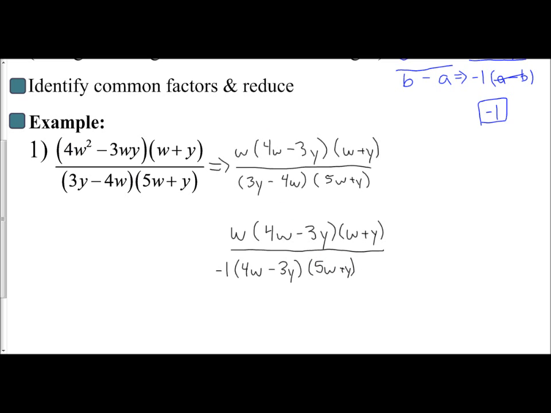And now I look, can I cancel anything out? Well, I can cancel out this factor now. They have the same one on the top and bottom, the 4w minus 3y. Remember, we never show a negative on the bottom, so we're going to move that negative to the top. So -1 times w gives me -w times w plus y over 5w plus y. And that is my completely simplified expression.